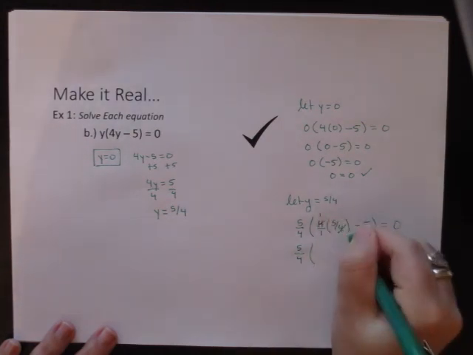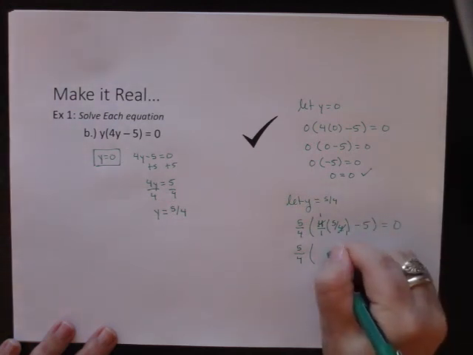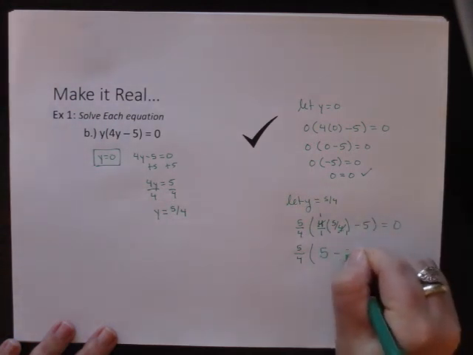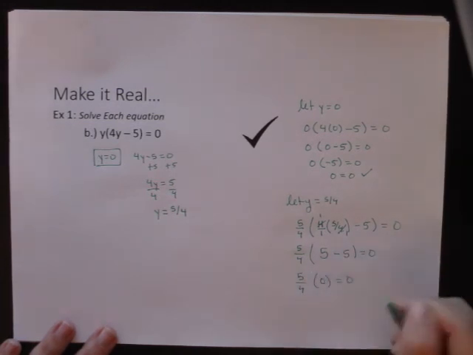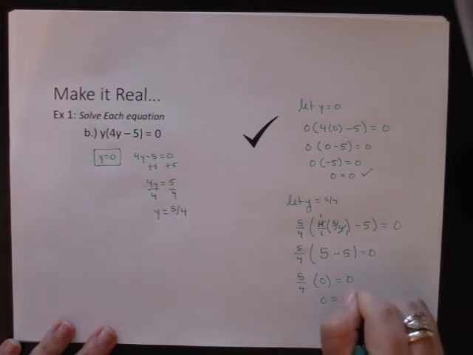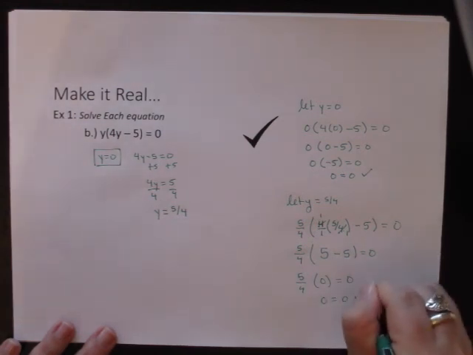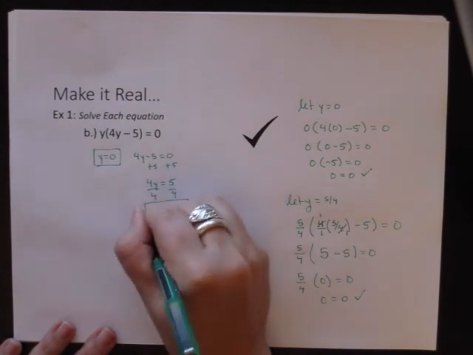So what that means is I go 5 times 1, which would be 5 minus 5 equals 0. And we know that 5 minus 5 is going to give us 0. And 0 times any number will be 0. These two numbers are the exact same, so they equal out. So I box my answer.